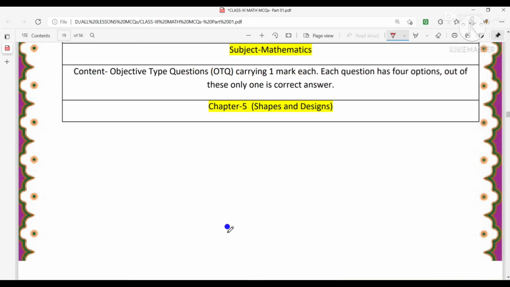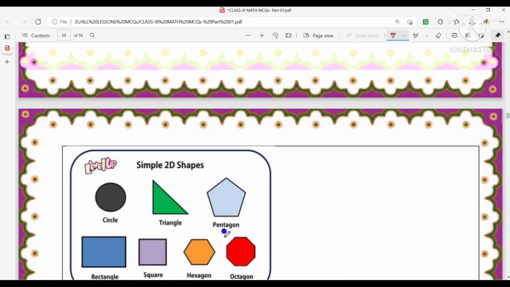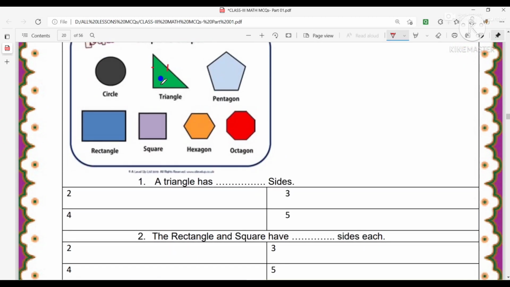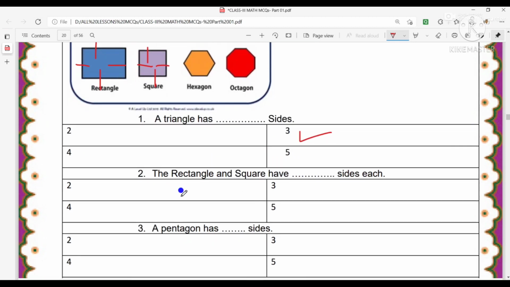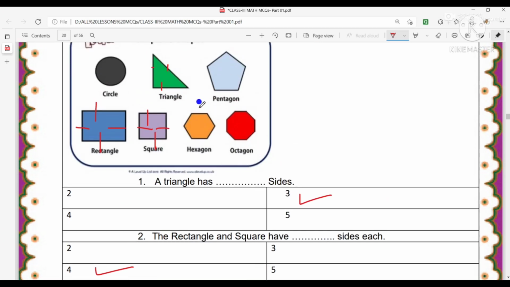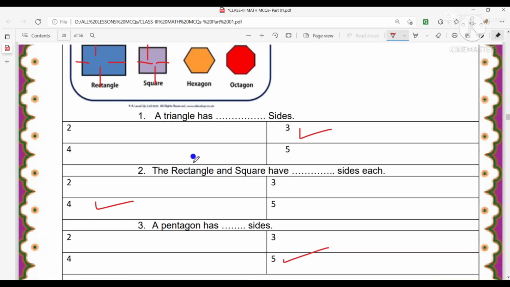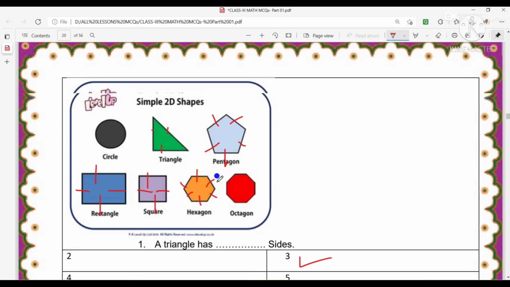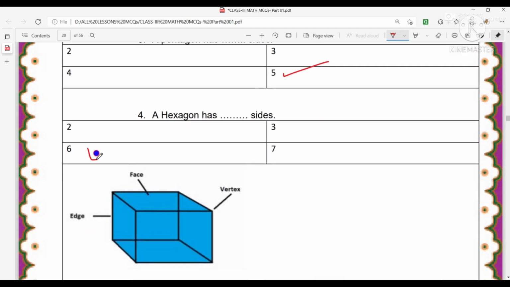Then next, shapes and designs. A triangle has dash sides. A triangle has 1, 2, 3, 3 sides. The rectangle and square have dash sides. Rectangle has 1, 2, 3, 4. Square also has 1, 2, 3, 4. 4 sides, each of them. Then a pentagon has 5 sides. This is the pentagon. 1, 2, 3, 4, 5 sides. Then the hexagon. Hexagon has 1, 2, 3, 4, 5, 6. 6 sides. Hexagon has 6 sides.